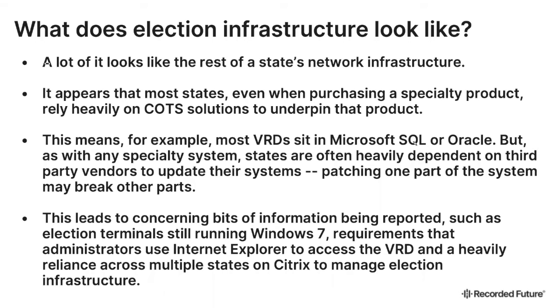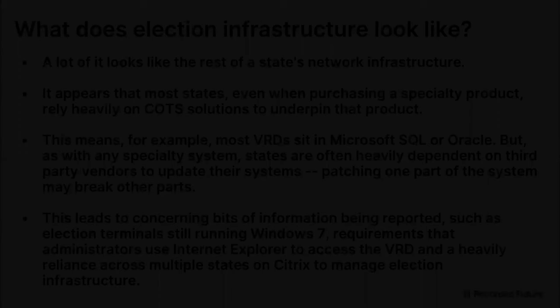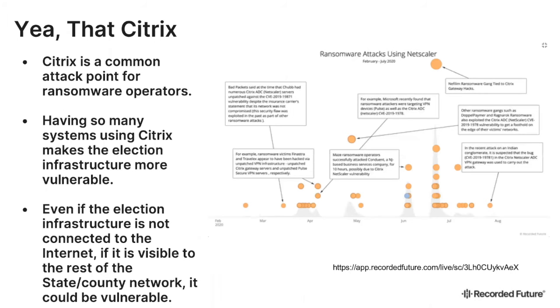So that does lead to some concerning bits of information being reported, such as thousands of election terminals still running Windows 7, requirements that administrators use Internet Explorer to access voter registration databases, and a heavy reliance across multiple states on Citrix and remote desktop protocol to manage infrastructure. We know that Citrix is a common attack point, as is remote desktop protocol, common attack points for ransomware operators. And unfortunately, having so many systems using both Citrix and remote desktop protocol does make election infrastructure more vulnerable.